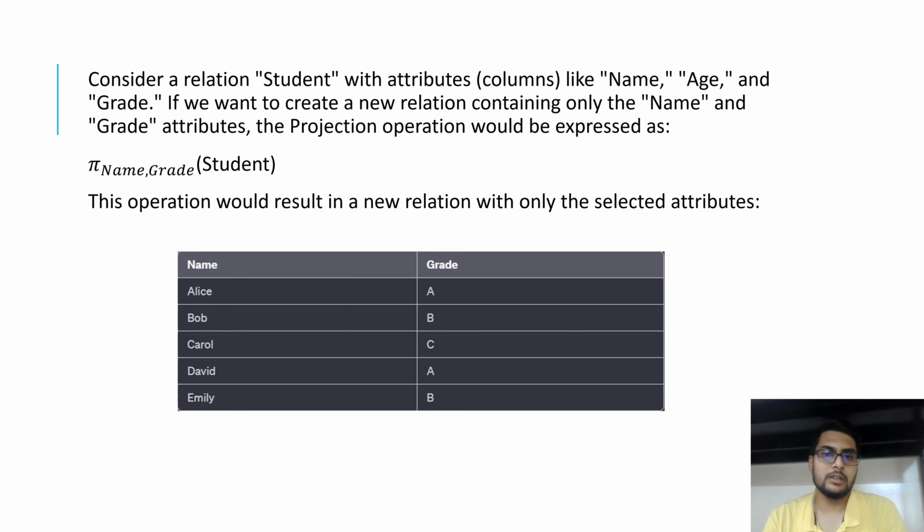Example. Consider a relation students with attributes like name, age, and grade. If you want to create a new relation containing only the name and grade attributes, the projection operation would be expressed as pi of name, grade of students. This operation would result in a new relation with only the selected attributes. This picture shows the name and grade output of the projection operation.